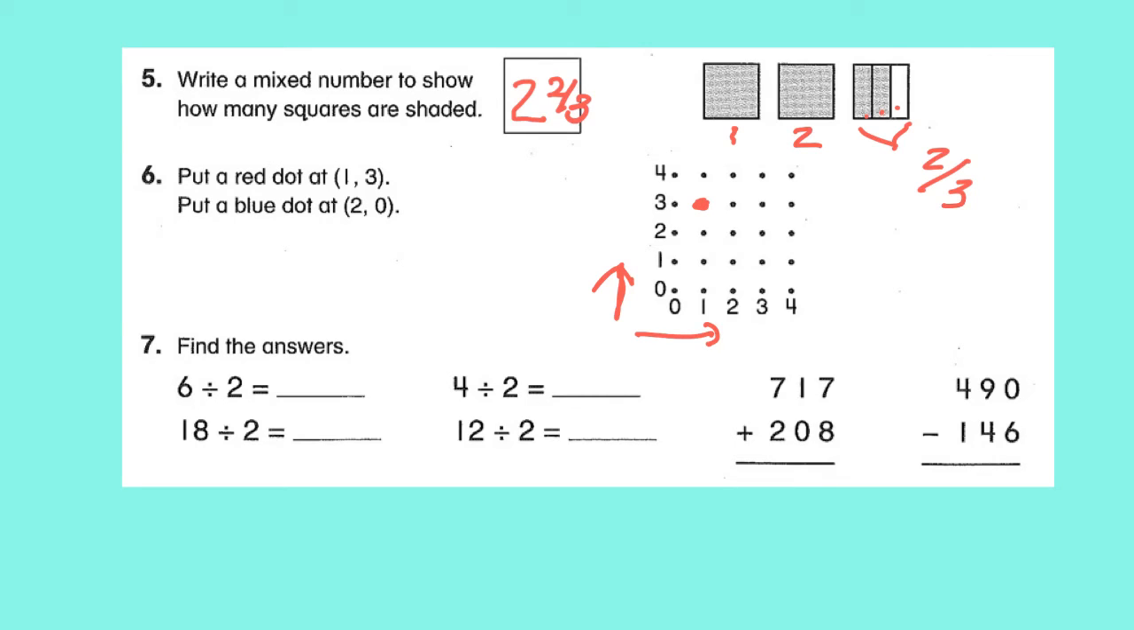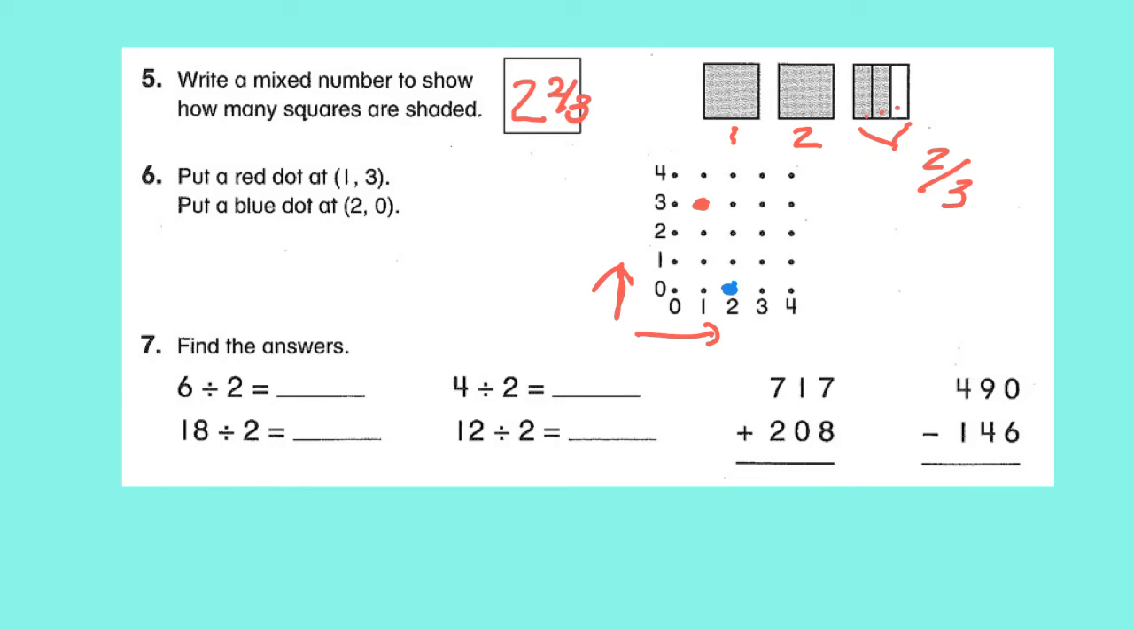And if we're going to put a blue dot at the coordinates 2, 0, we count over 1, 2, and do we go up any spaces? No, because it's a 0, so we will just put our blue dot right there. So that would be the coordinate 2, 0.